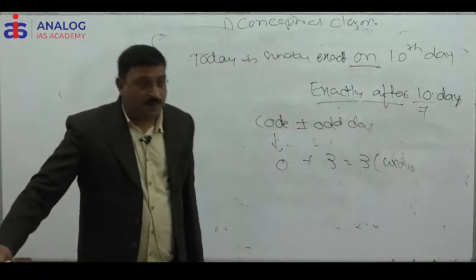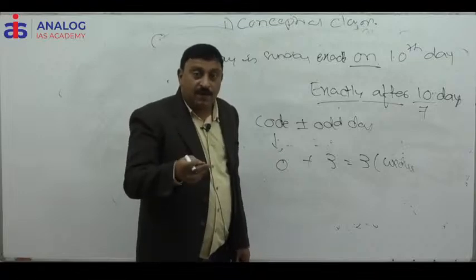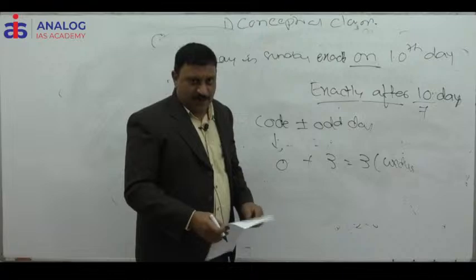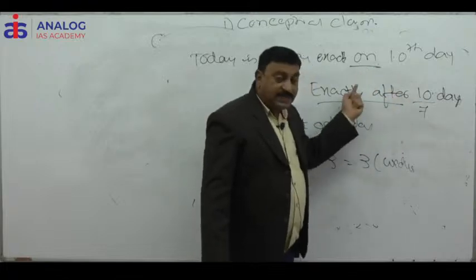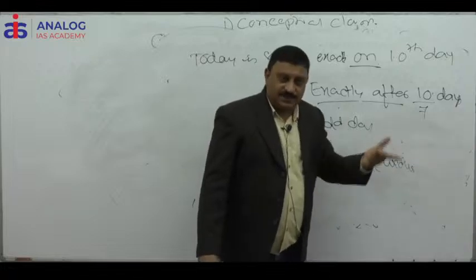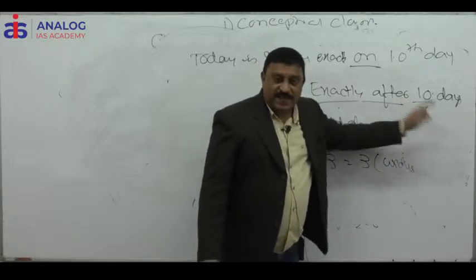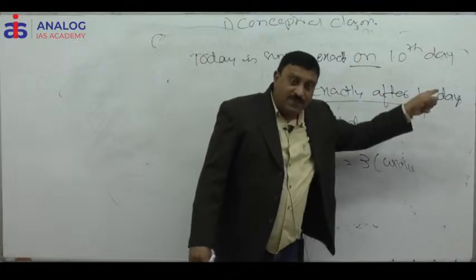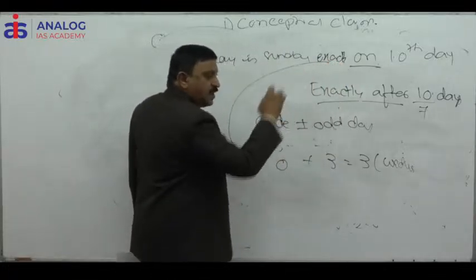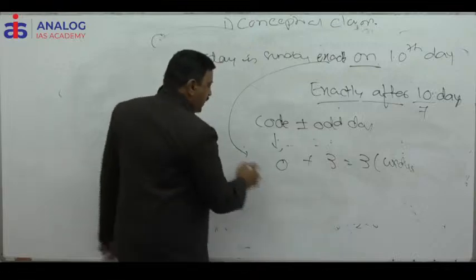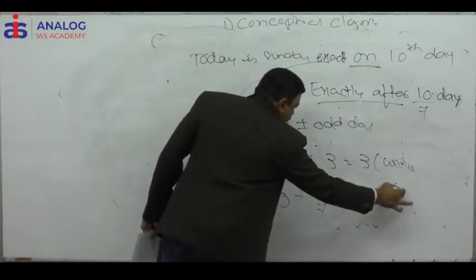Whatever you said as the previous answer, Wednesday, that question was this one: after 10 days. But exactly on the 10th day is different, because it includes this day also. The 10th day comes after 9 days, not 10 days. After 10 days means it should be the 11th day. So now we need this answer: should we add 9 days? The answer is 0 plus 9 by 7, remainder 2. So 0 plus 2 is 2, that is Tuesday.